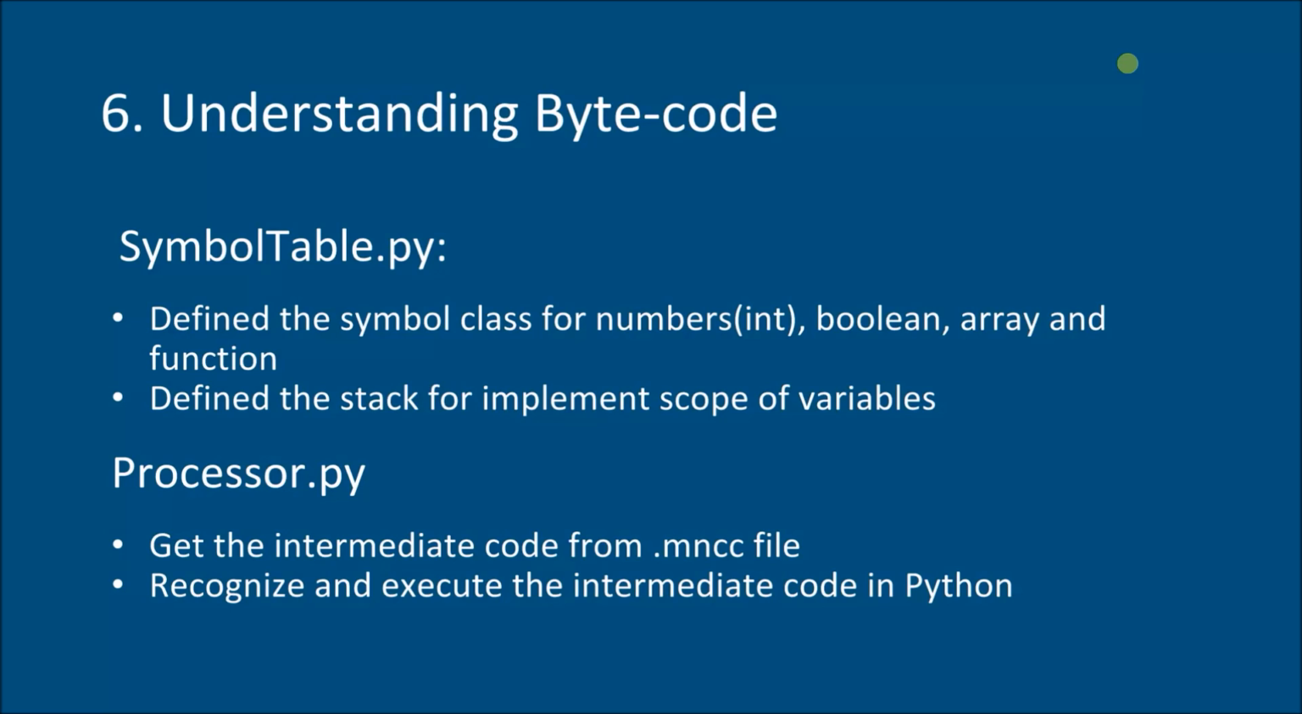So understanding the bytecode. symbol_table.py acts as a regular symbol table where it stores and maintains our symbols, all the identifiers, functions, and every other value corresponding to it. Next, we have processor.py. This one actually processes our .mncc file and executes the file in Python.